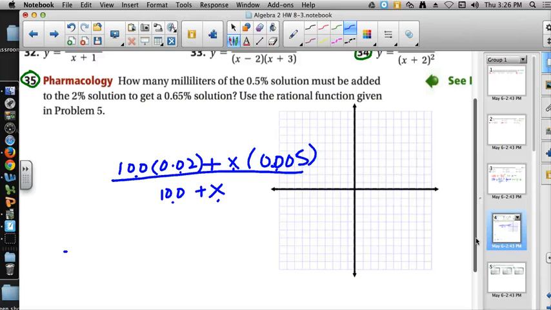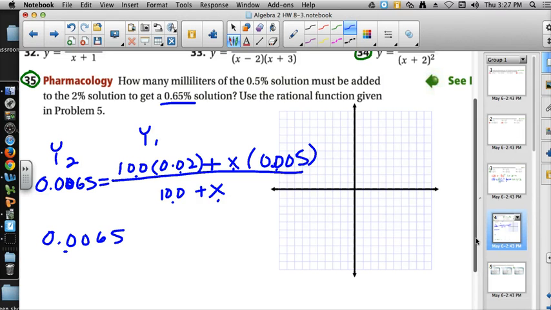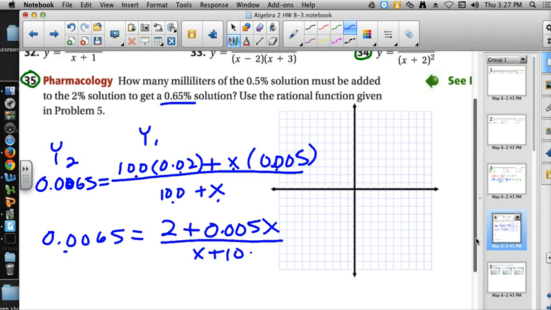Now, we want that to come out to be 0.65%, which would be 0.0065. So what we're going to have to do is y sub 1 and y sub 2 this. The pretty obvious thing to make it punch in a little bit nicer is to do 100 times 0.02. That's going to give you 2. And we normally like to have the x behind. So that might make this a little easier to punch in.